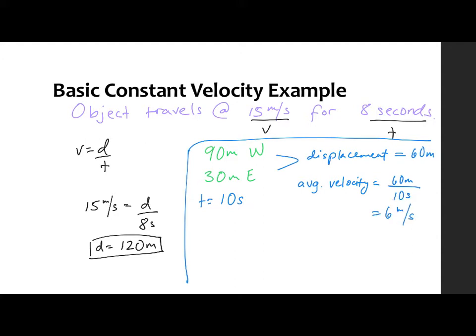Now if they ask for average speed, you need your distance. Taking into account the same 2 numbers, you travel 90 meters west and then 30 meters east. Your distance is then equal to 120 meters. Over the same time interval of 10 seconds, your average speed is equal to 120 meters over 10 seconds. So you travel 12 meters per second, twice as fast. That's a scenario where speed and velocity are different because distance and displacement are different, and that relies on changing directions. If it's just a straight line, then you could assume they're the same thing.